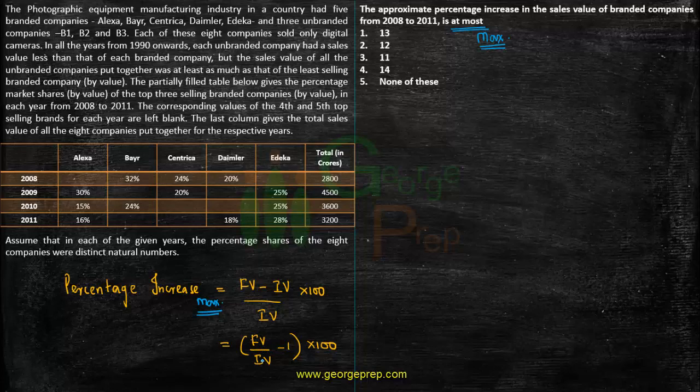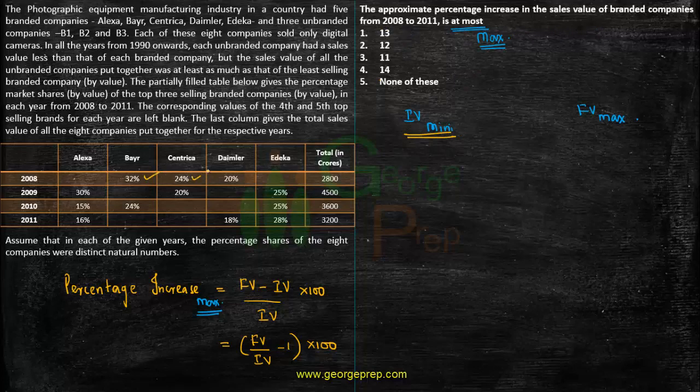So how do I maximize final value by initial value? Initial value has to be minimized. Final value has to be maximized. That's how you maximize final value by initial value. Let's see what is the minimum initial value and the maximum final value for these companies from 2008 to 2011. So for initial value minimum, we'll have to minimize the total sales value of the branded companies in 2008.